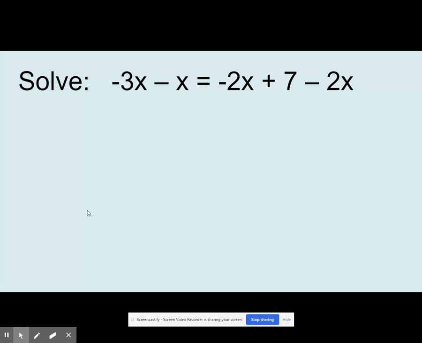All right, we have 2 more that we're going to do together. Then I'll give you some to work on your own. And then we'll be done with our notes. So let's take a look. Solve this equation. So go ahead and pause the video, write this problem down. Negative 3x minus x equals negative 2x plus 7 minus 2x.